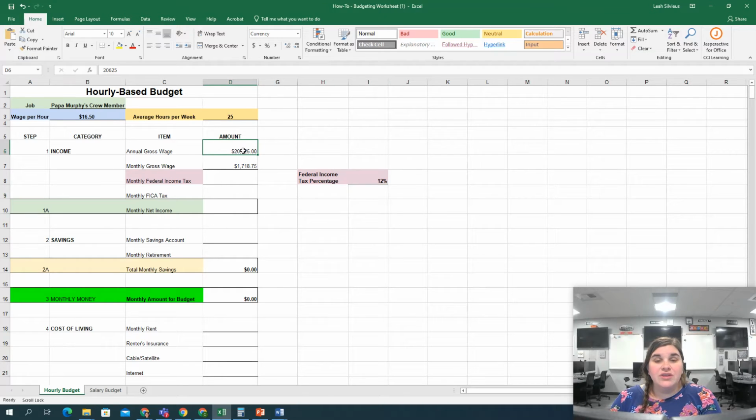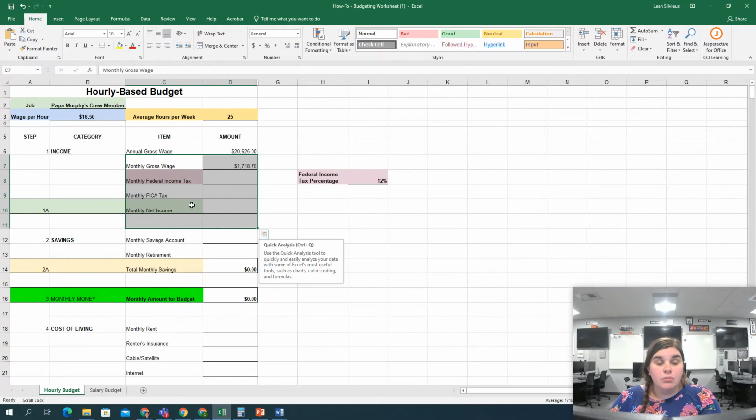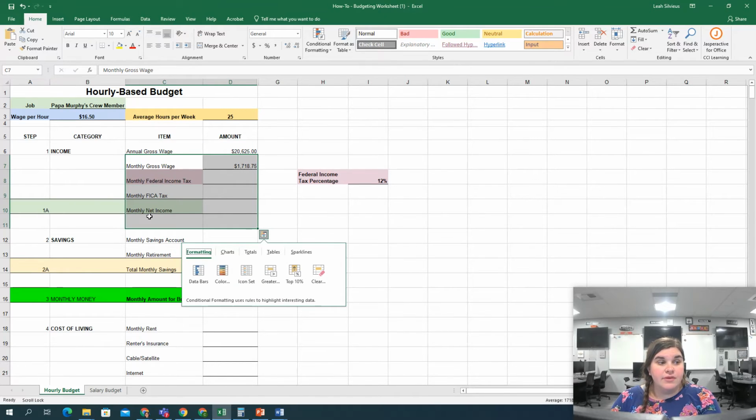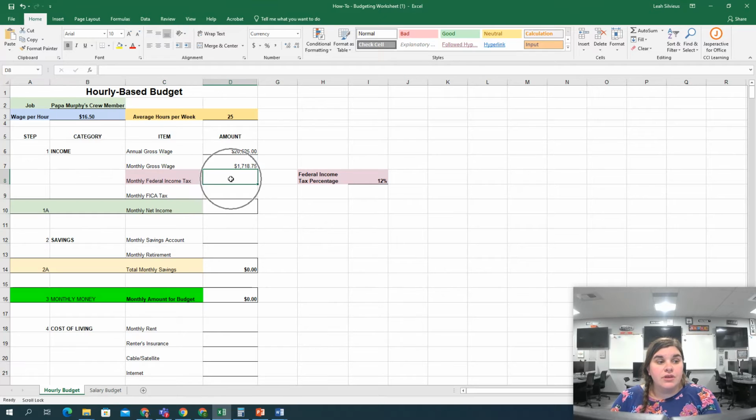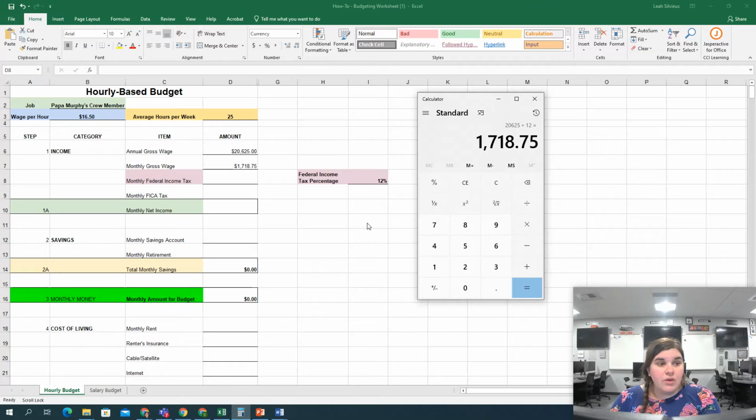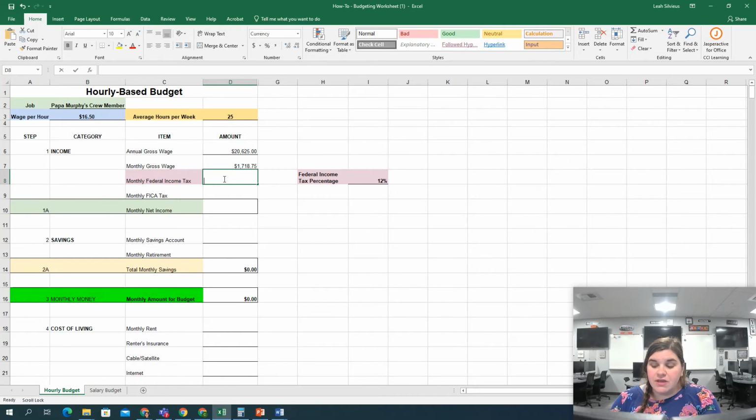Now, at that point, we don't need to pay attention to our annual income anymore because we're now making a monthly budget. Monthly. So my monthly federal income tax is going to be based off of my monthly wage. So I'm going to take my monthly wage and I'm going to multiply it by 12%. And you need to use the percent symbol, okay, which will convert it to 0.12. That'll be $206.25. So I'm going to pay $206.25.